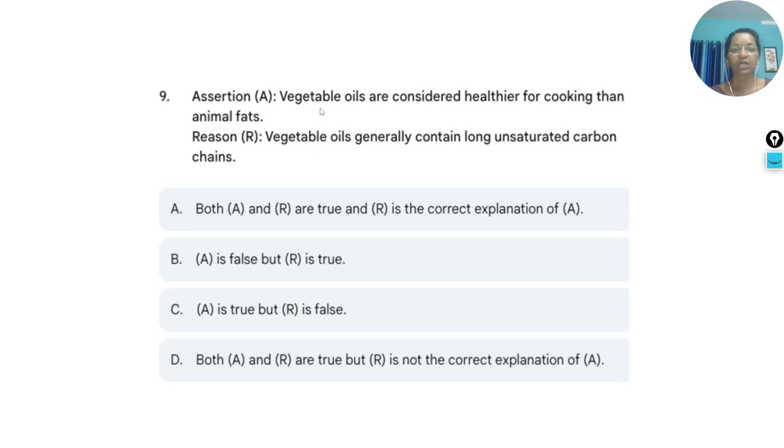Next is assertion: Vegetable oils are considered healthier for cooking than animal fats. Correct only. Reason: because vegetable oils generally contain long unsaturated carbon chains. That is also correct, isn't it? So they are unsaturated and they are supposed to be healthy. So both A and R are correct, true, and R is the correct explanation of A. Option A here.